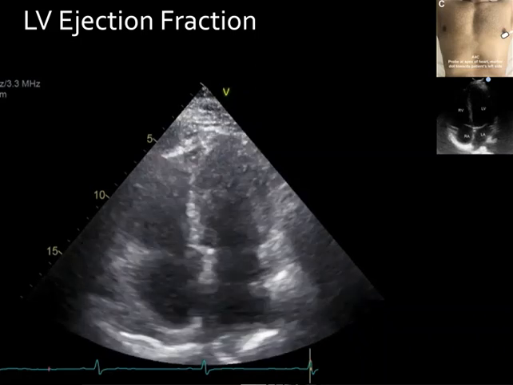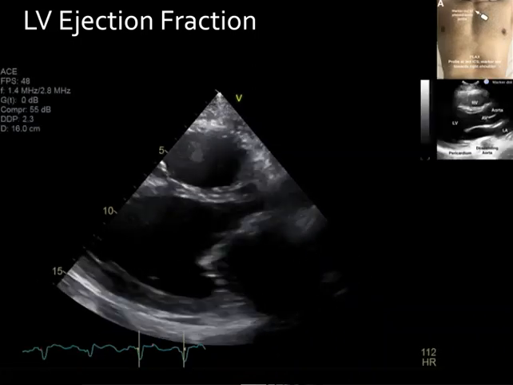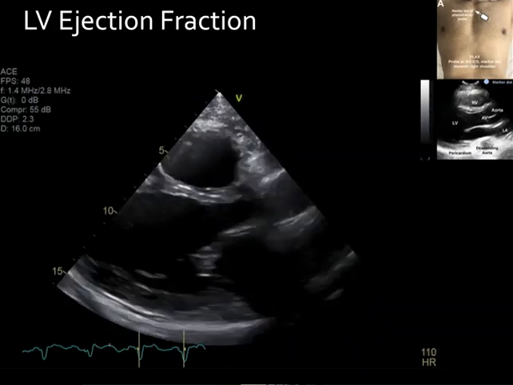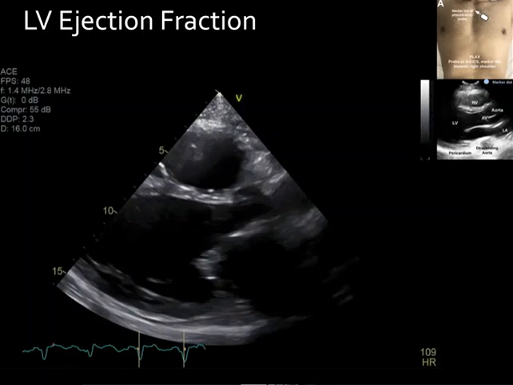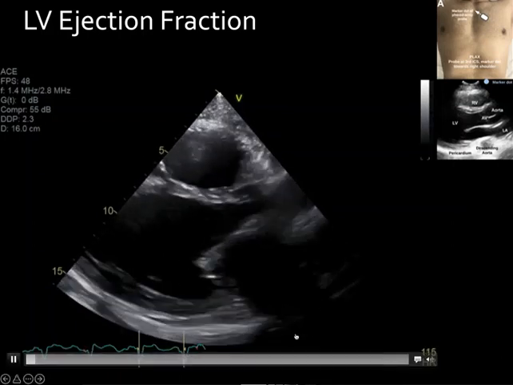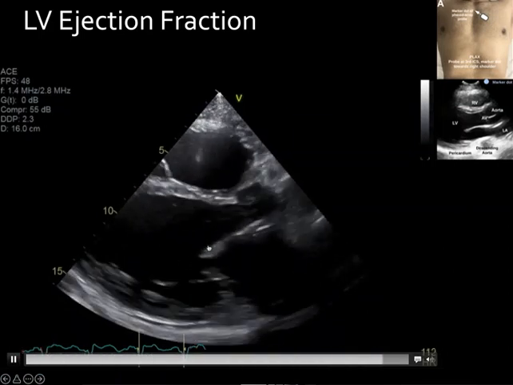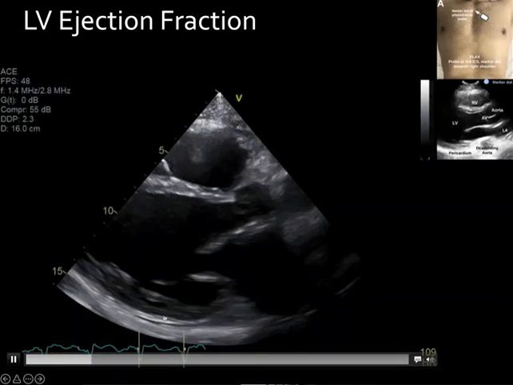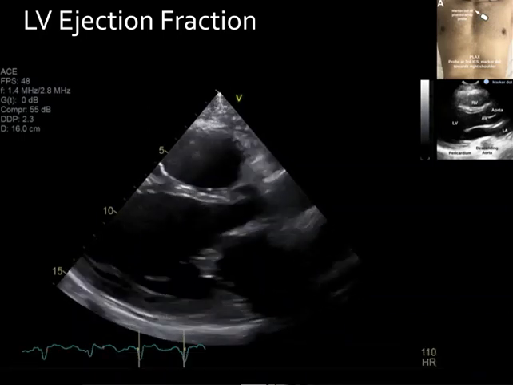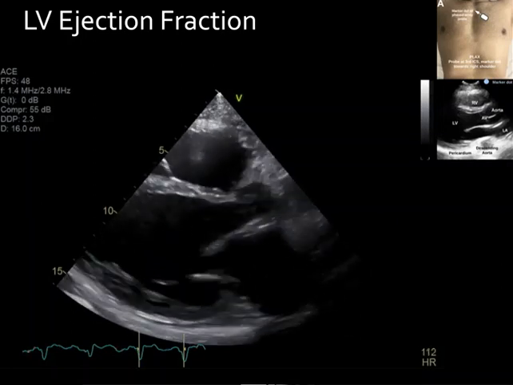Now, in a very different scenario, this is somebody with a very low ejection fraction. This is somebody who actually is in the CCU right now. Same views that we just saw, parasternal long axis. But if you focus on the LV, it is dilated. It is globally down, which I'll show you on some of the additional views. This should look very different to you than the last view that we just looked at.